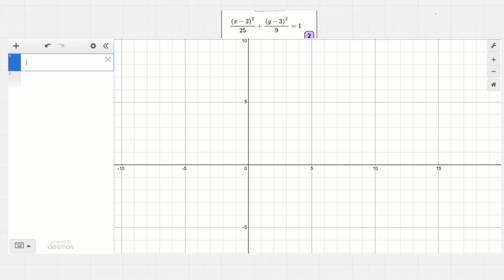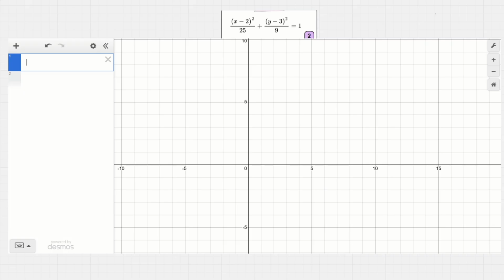Let's head to our second question. Our second question is x minus 2 squared over 25 plus y minus 3 squared over 9 equals 1. We can already tell that our ellipse orientation will be horizontal because the highest value is 25 and it's on x. So our ellipse will be lying on the x-axis.